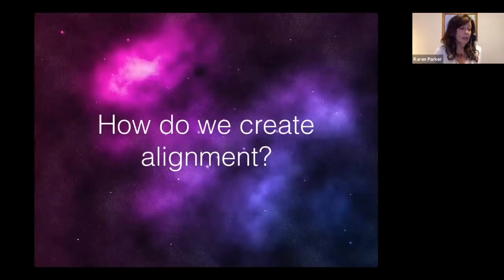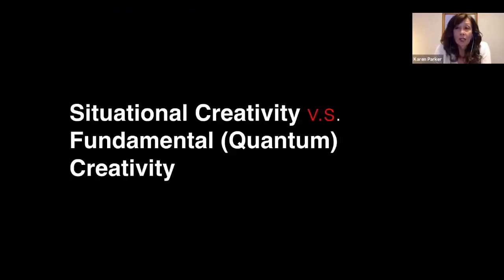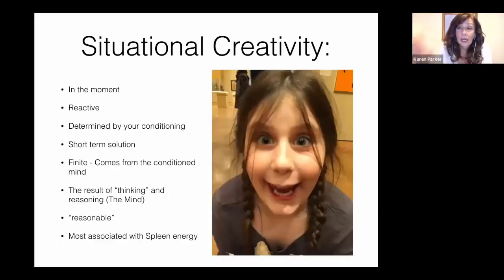So let's talk about how we create alignment. The first thing you have to do to create alignment is you have to fully activate your creative capacity. What that really means is you've got to learn how to stop being reactive. So let's talk about that a little bit. There's two kinds of creativity. There's situational creativity, which is in the moment.